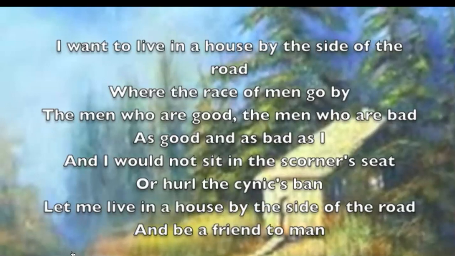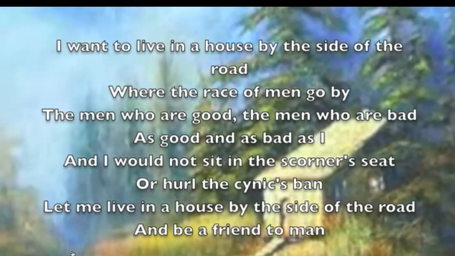A friend to man. I'm going to rap it for her so she can learn it, because sometimes people learn things through song. So, check one, check two, mic check.